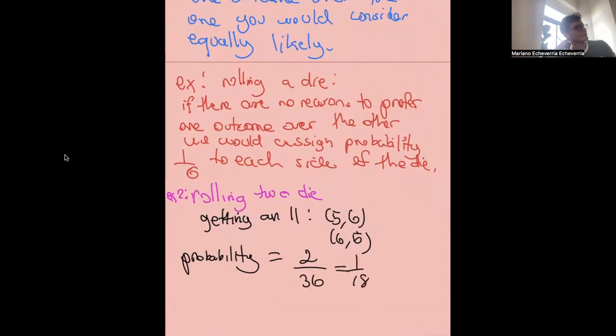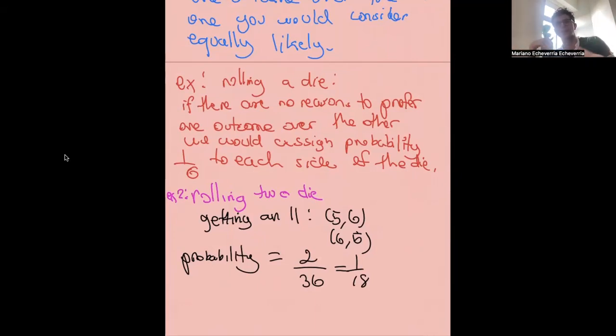There were 36 combinations, 6 from each die, and only 2 of those combinations give you an 11. So the point is that in all these examples, for the earlier probability problems we worked on, the principle was: if you don't have any reason to prefer one thing over the other, then everything should count the same.